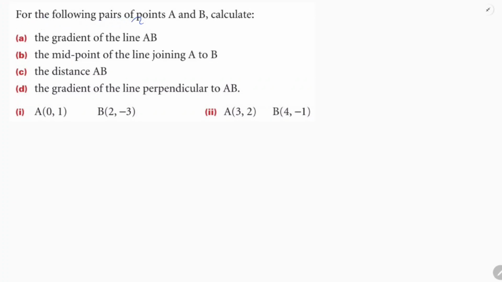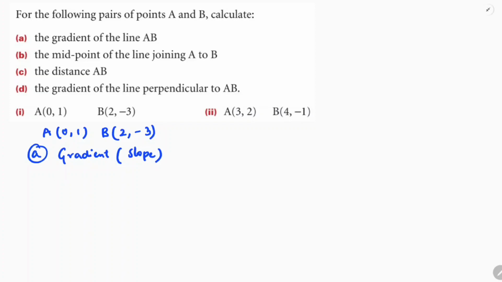For the following pair of points A and B, calculate the gradient slope of the line AB, the midpoint of the line joining AB, the distance of AB, the gradient of the line perpendicular to AB. So here, first question, A is (0, 1) and B is (2, -3). So we need to find here the gradient. That is nothing but slope.